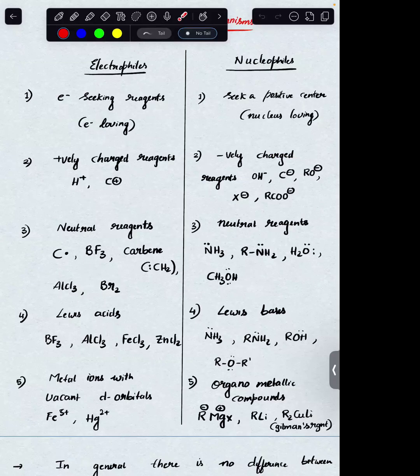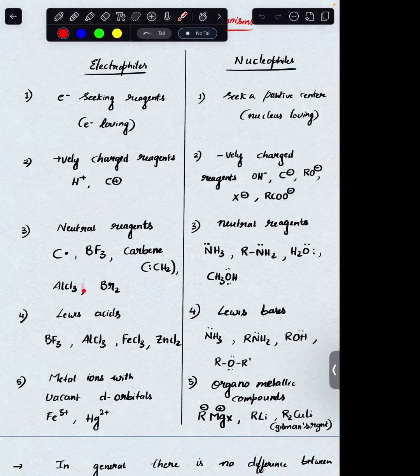Electrophiles can be neutral reagents as well. Free radical, BF3 is an electron deficient species because its octet is incomplete. Hence, BF3 can act as an electrophile. Carbene is also an electron deficient species. It also has 6 electrons in its valence shell, so it's also an electrophile. AlCl3 is also an electrophile. All these are Lewis acids. AlCl3 is a Lewis acid, BF3 is a Lewis acid because they can accept a pair of electrons.